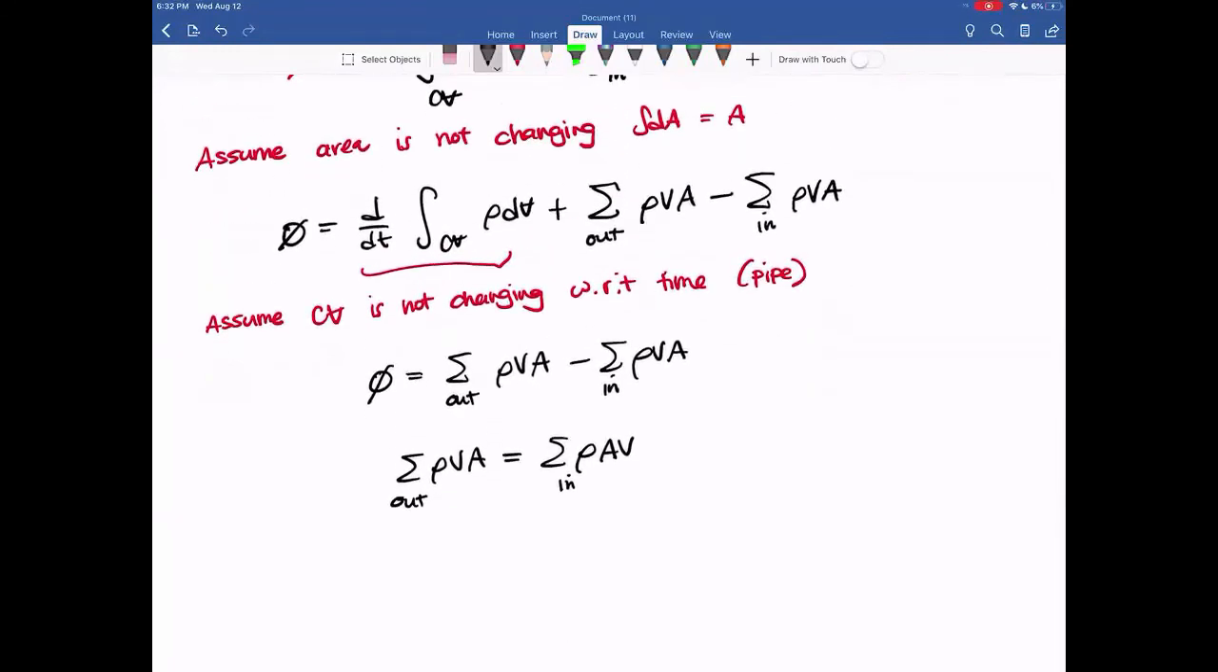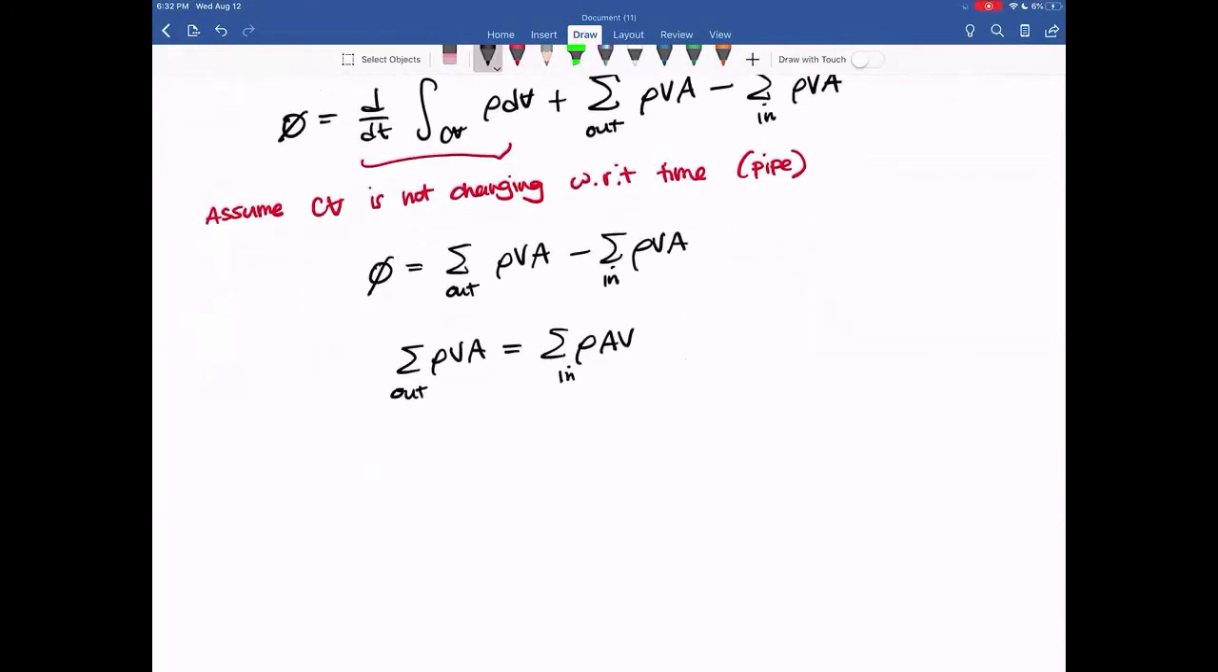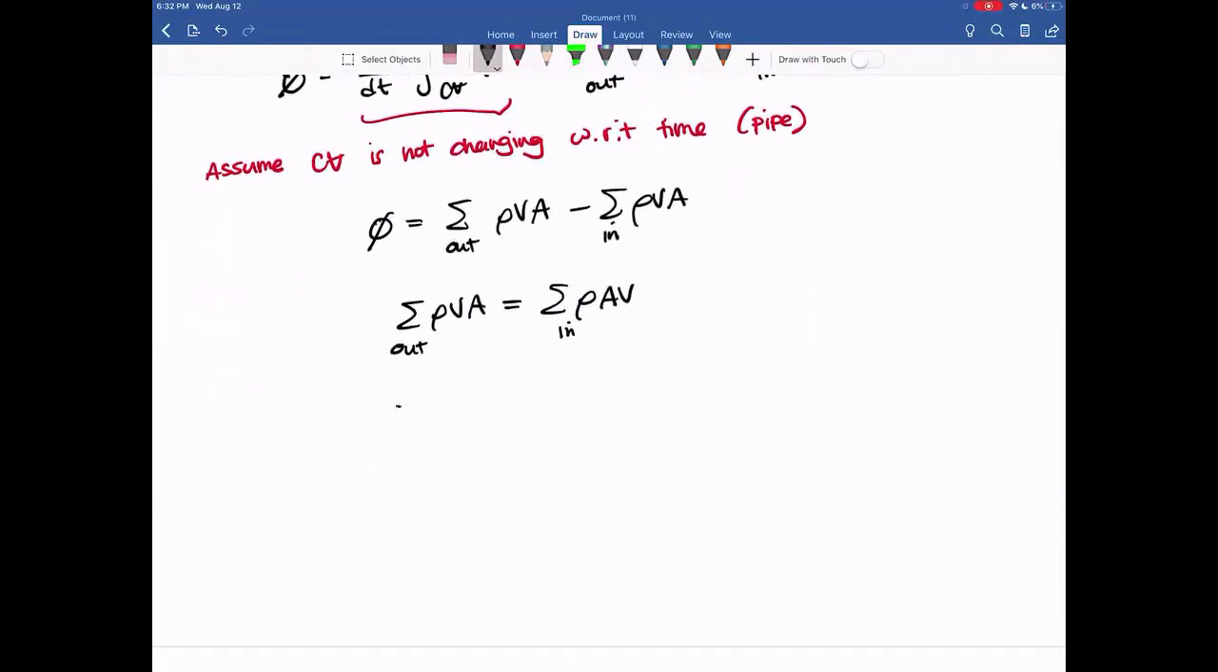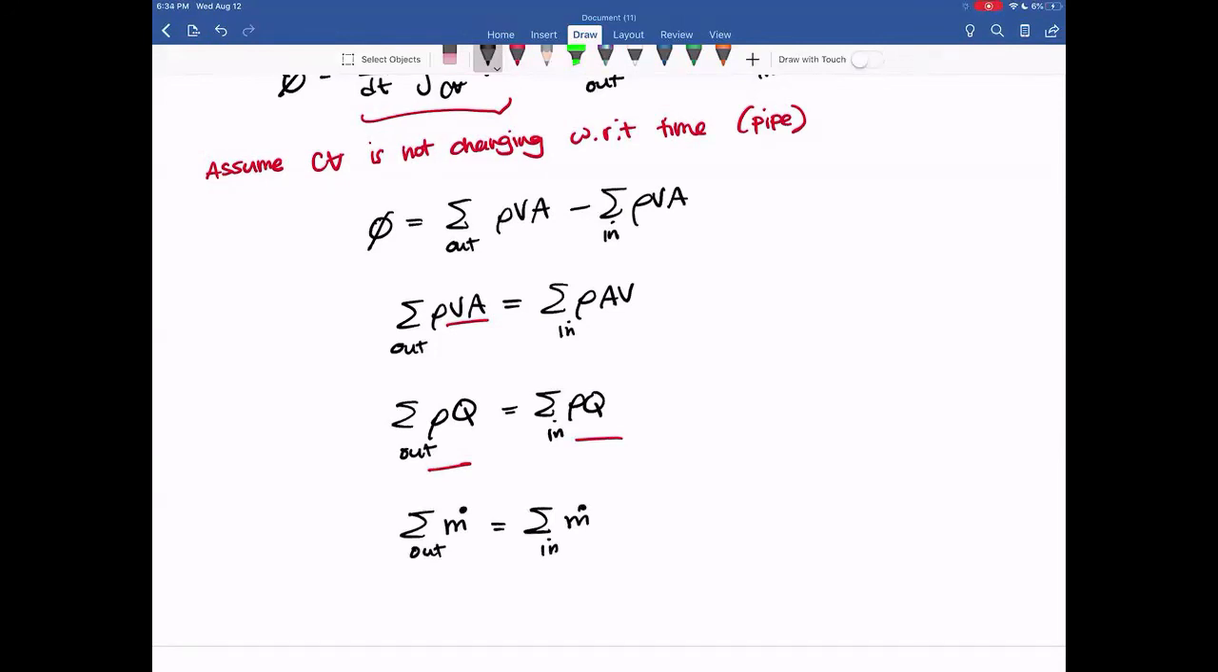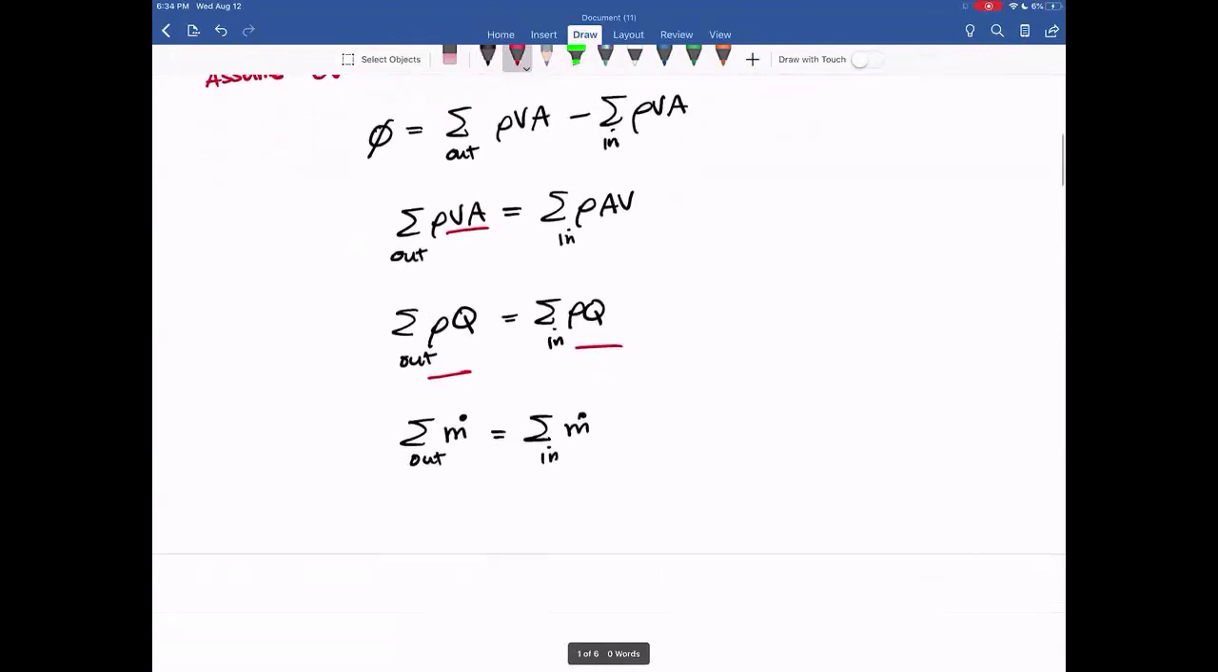Okay, now we can write this a few different ways. We can keep it the way it is. We can also say that sum of rho Q out, right, because VA is equal to Q. So we can say summation of rho Q out is the summation of rho Q in. We can also say, what is this equal to, right? This is going to be summation of M dot out is summation of M dot in.